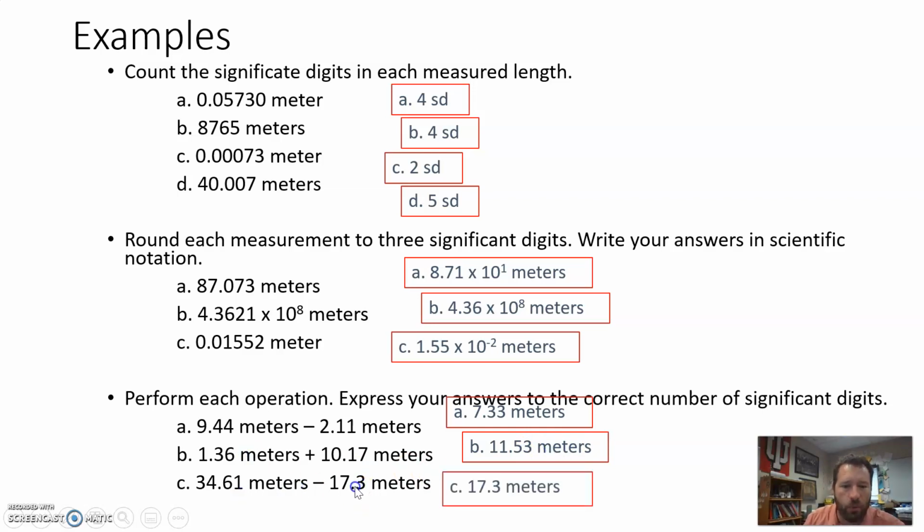34.61 minus 17.3. Although 34.61 goes to the hundredths, 17.3 only goes to the tenths. So I want to make sure that my final answer only goes to the tenths spot. So I'm going to round my final answer to 17.3 meters.